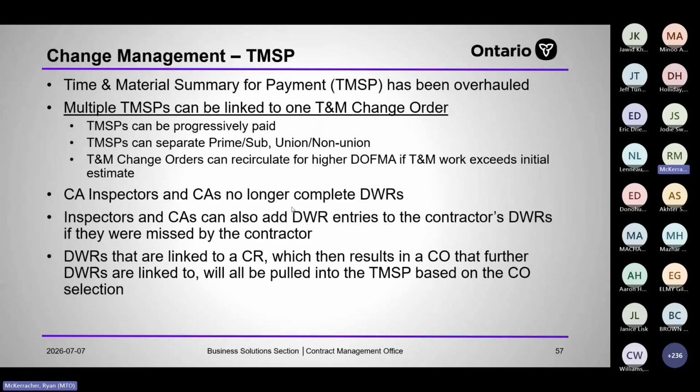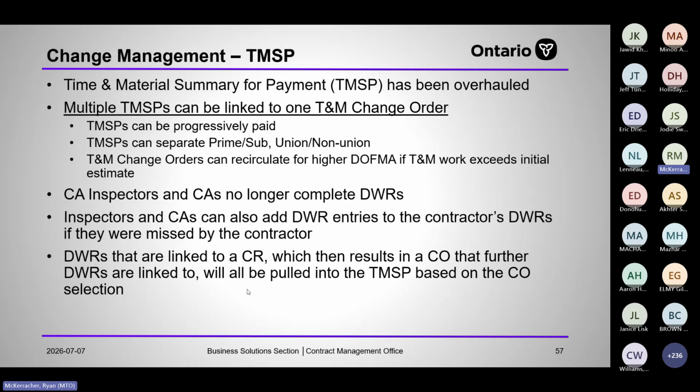In WBCMS, we had both parties creating daily work records to reconcile them against each other, so we don't have to do that anymore, as we saw. Inspectors and CAs can also add daily work record entries to the contractor's daily work records, and DWRs that are linked to a CR, which then result in a CO, will all be pulled in.